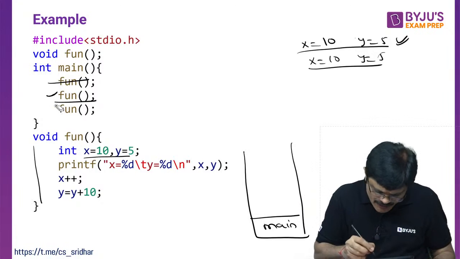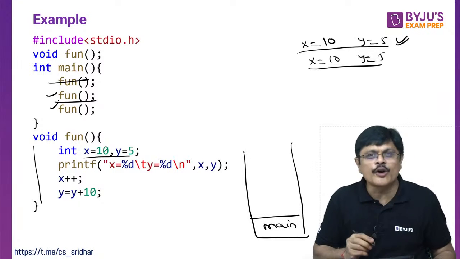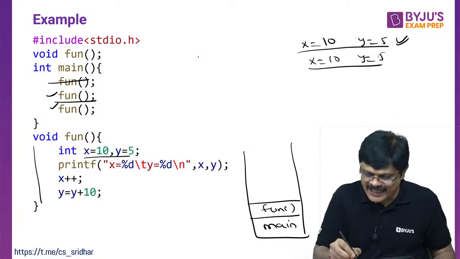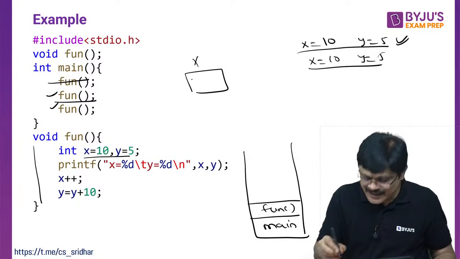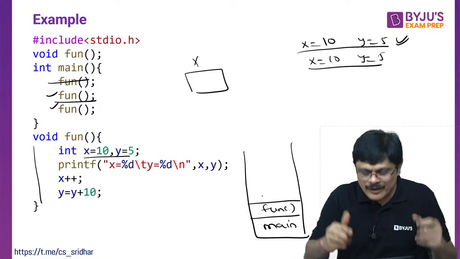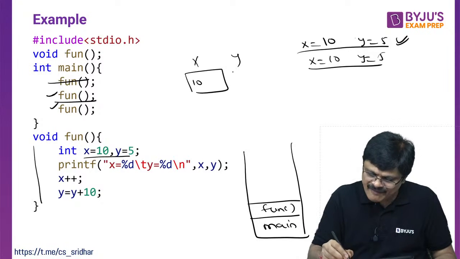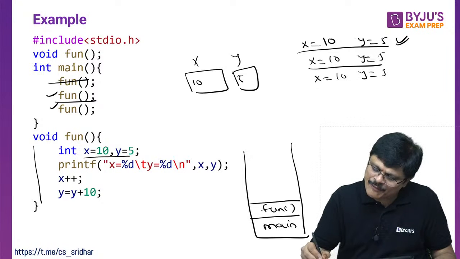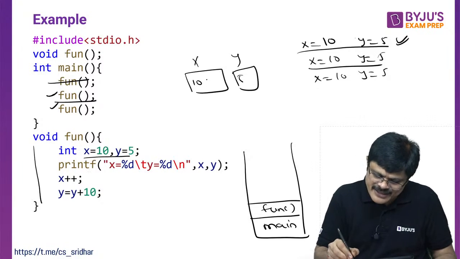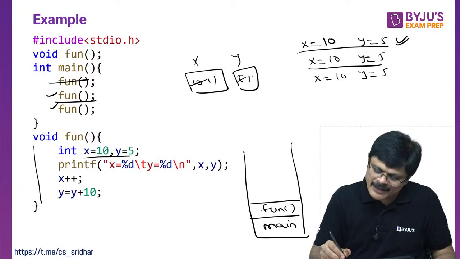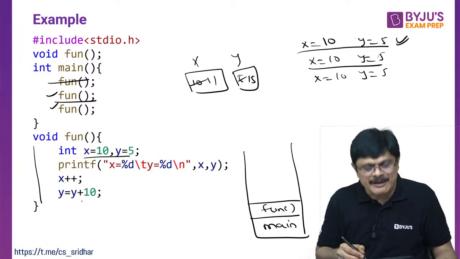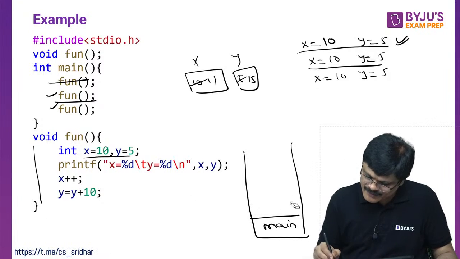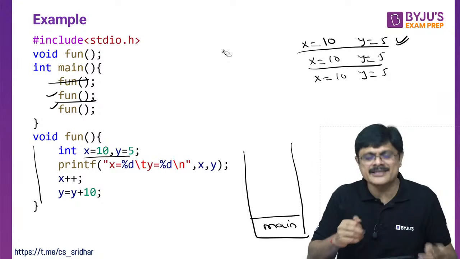Now again you call this particular function. Again the activation record of the function is created, means again memory for x is created in this stack. X is 10 and y is 5. Again you print x value 10, y value 5 is printed. Again x value is updated to 11, y value is updated to 15. But again this activity is completed. Again this activation record is popped, and again all this memory is deallocated.